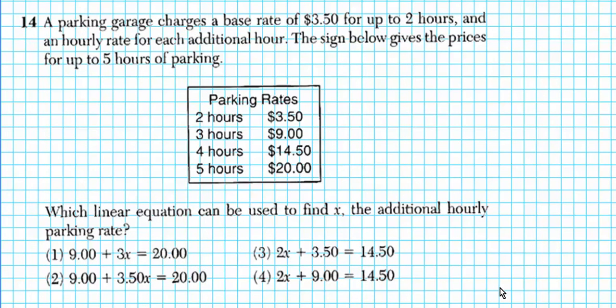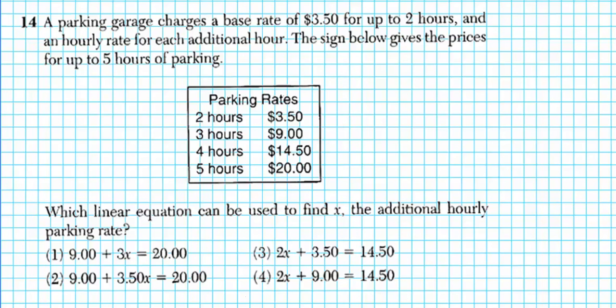Okay, let's take a look at question 14. It says a parking garage charges a base rate of $3.50 for up to 2 hours. Okay, so it's $3.50 flat. That's going to be like our y-intercept, okay? And then an hourly rate for each additional hour. So for each hour after 2 hours, there's going to be an hourly rate. The sign below gives the prices for up to 5 hours of parking. Question: which linear equation can be used to find x, the additional hourly parking rate?